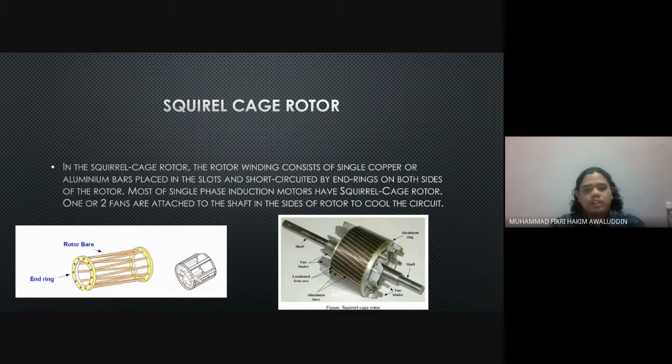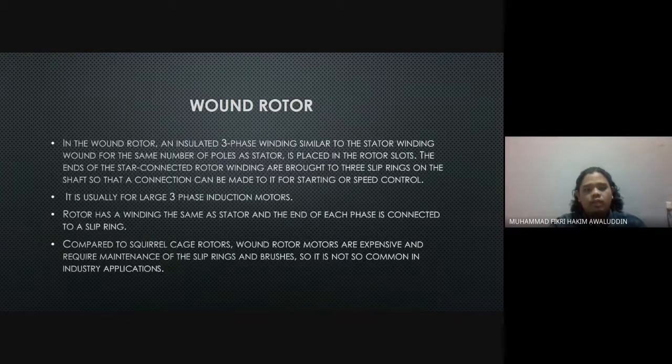Most single-phase induction motors have a squirrel cage rotor. One or two fans are attached to the shaft on the side of the rotor to circulate the air. So, the wound-type rotor. In the wound rotor, an insulated three-phase winding similar to the stator winding, with the same number of poles as the stator, is placed in the rotor slots. The ends of the rotor winding are brought out to three slip rings on the shaft so that connection can be made to it for starting or speed control.